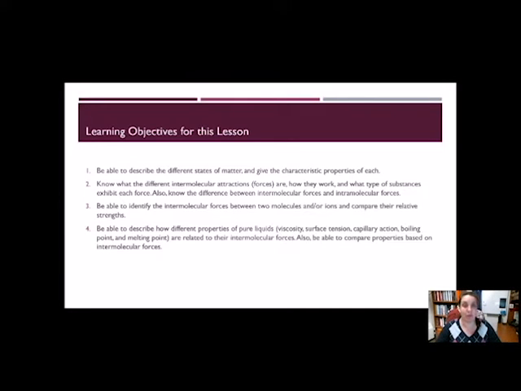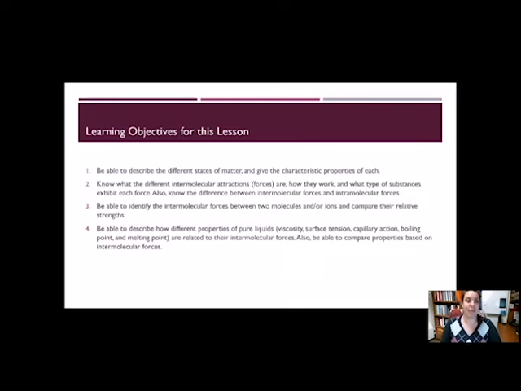So today you should be able to look at our different states of matter and give the characteristic properties of each. If you are given properties, you should know which state of matter, and if you have a state of matter, you should be able to give the characteristic properties. You should know the different intermolecular attractions or forces, what they are, how they work, and what substances exhibit each. Intermolecular forces are the electrostatic interactions that we talked about back in 1211. You also want to know the difference between intermolecular forces versus intramolecular forces.